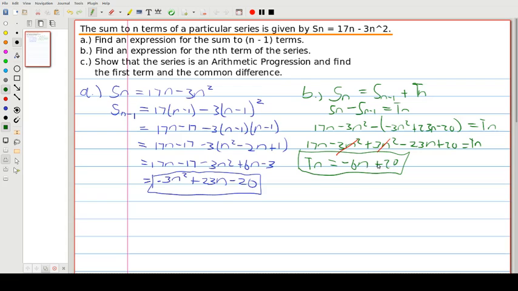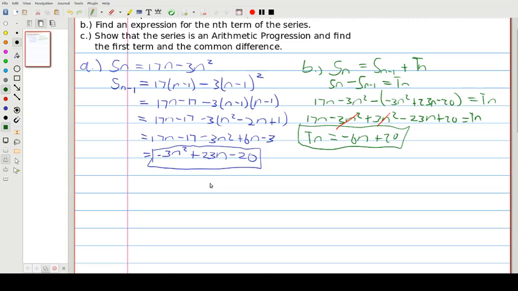Negative 6n plus 20. And finally, we can have a look at question C. Question C says, show that the series is an arithmetic progression, an AP, and find the first term and the common difference. For question C, the best idea is always to write down a couple of terms. So let's write down the first three terms.